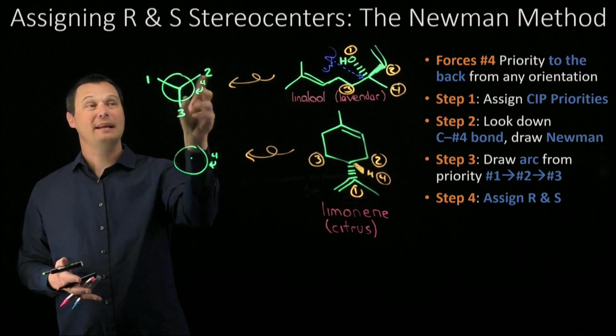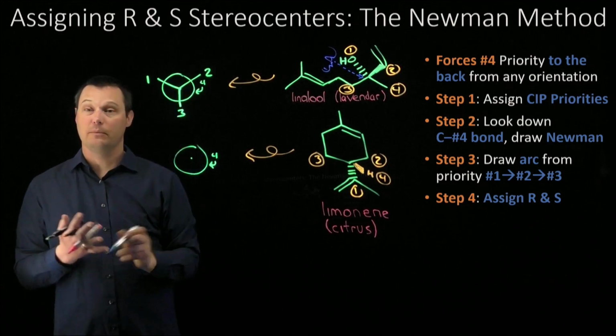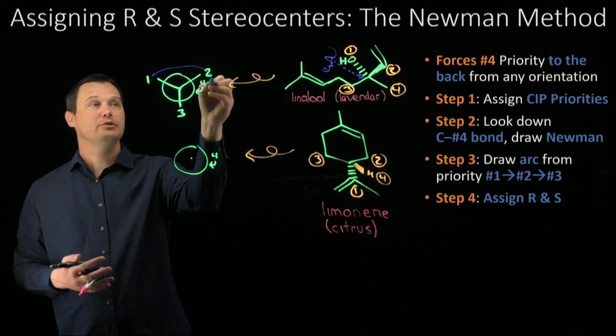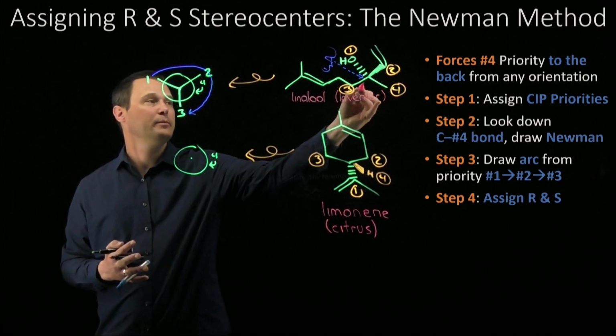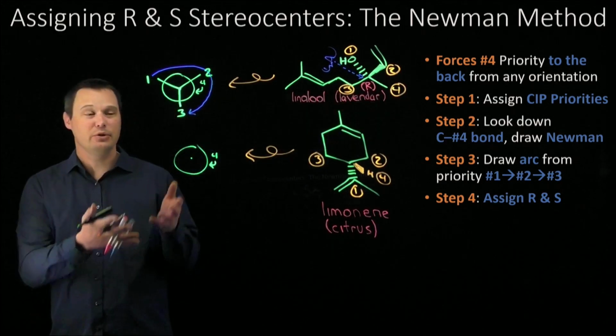Since the Newman method, by definition, puts the number 4 group in the back, we're ready to draw our circle from 1 to 2 to 3. This is a clockwise circle, which means our original stereocenter is an R stereocenter. Now we're ready to do the same for limonene.